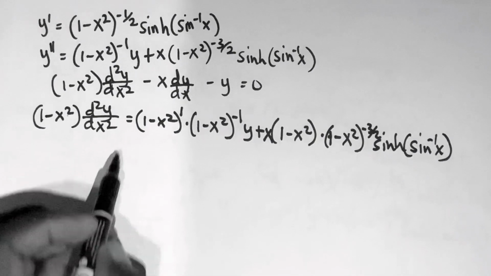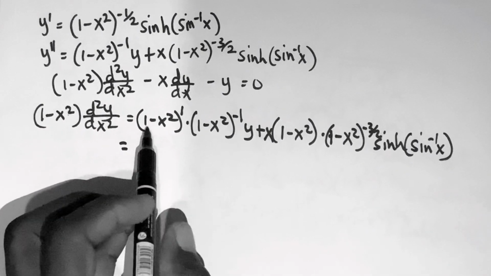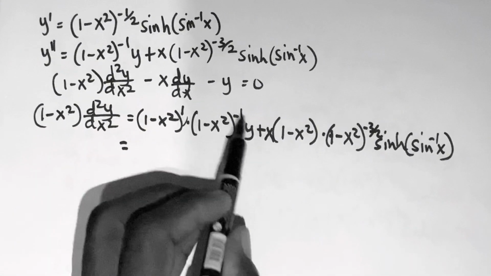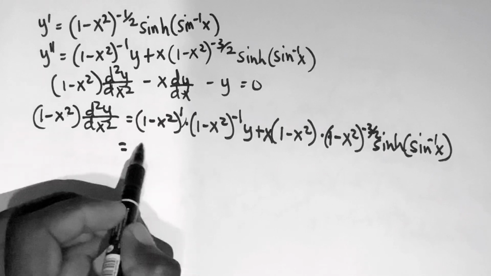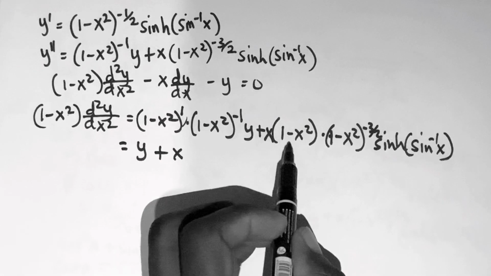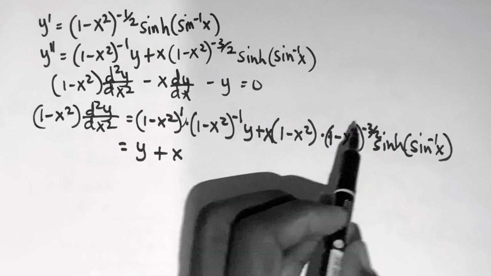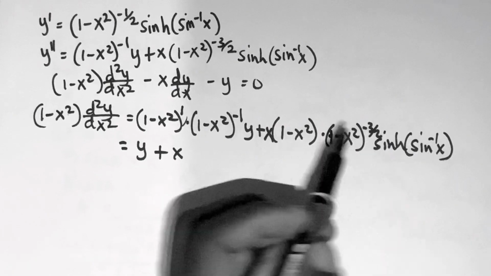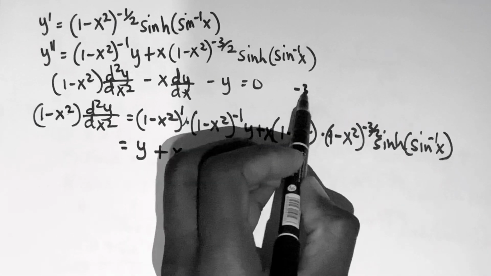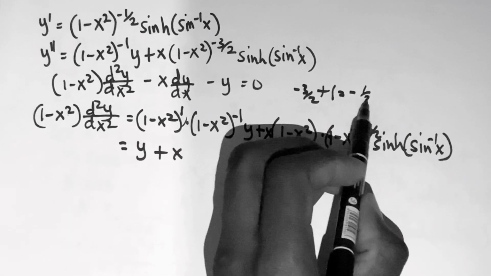So now, if we simplify further, this term times this term is going to give us exponent 0. So here we'll be left with y, then plus x. However, this term is 1 minus x squared, then 1 minus x squared. Here's exponent minus 3 over 2. So at the end of the day, it's going to be minus 3 over 2 plus 1, which is the same as minus 1 over 2.